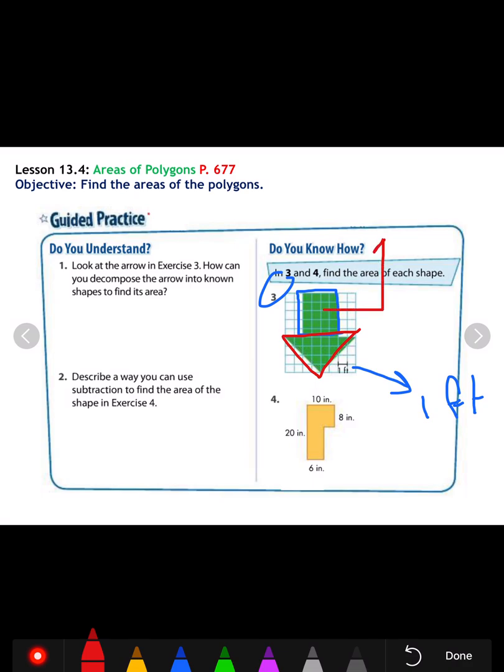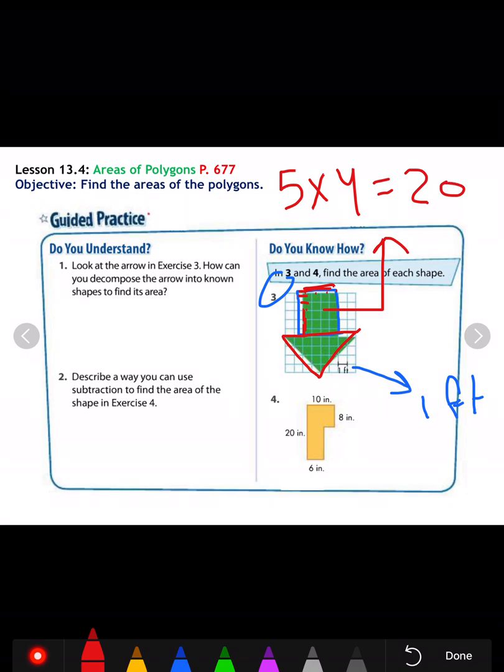For this rectangle, we count how many units we have as a length, which is 1, 2, 3, 4, 5. So it's 5 units, it means 5 feet. And the width here, if you count the units, is 4. So 5 multiplied by 4 equals 20. In this case, I'm focusing on the rectangle. I ignore the triangles in the first step. It is 20 feet squared.